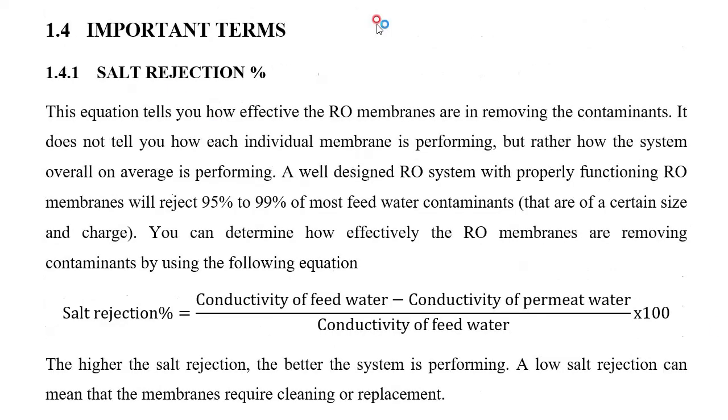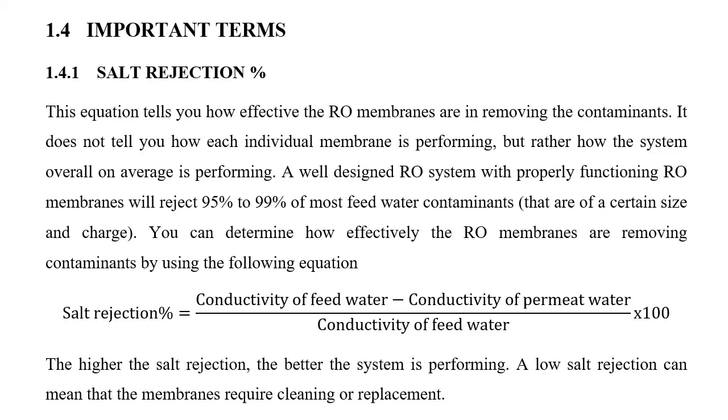Now we are going to study some important terms related to the reverse osmosis system. The first one is salt rejection percentage. Salt rejection, as the name suggests, is the amount of salt rejected in the process of reverse osmosis. This is generally represented as a percentage. So how this is calculated is, first, there will be some amount of salt in the feed water, the water which we put into the machine.